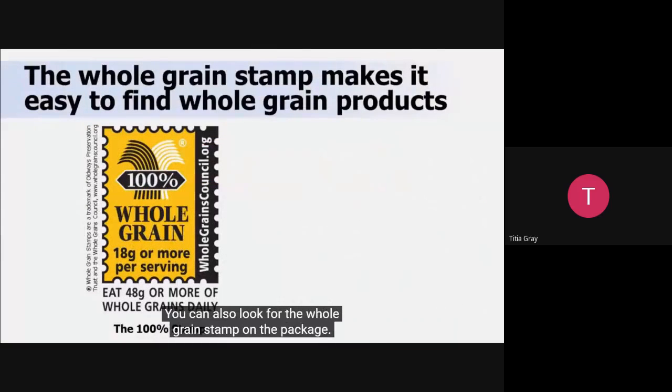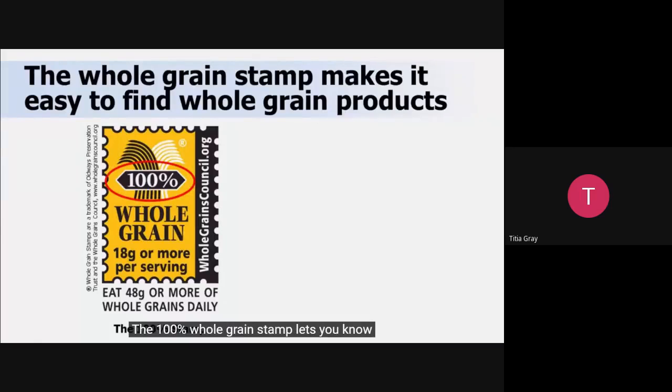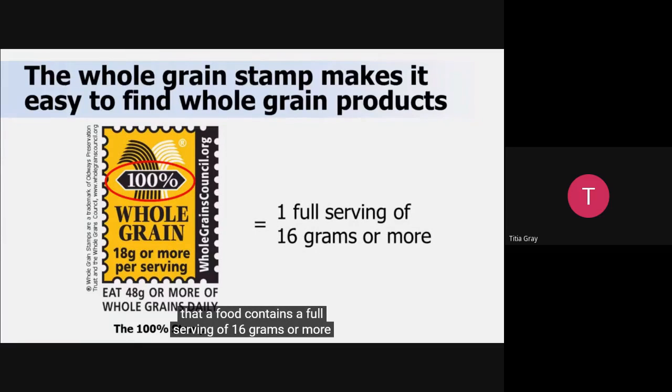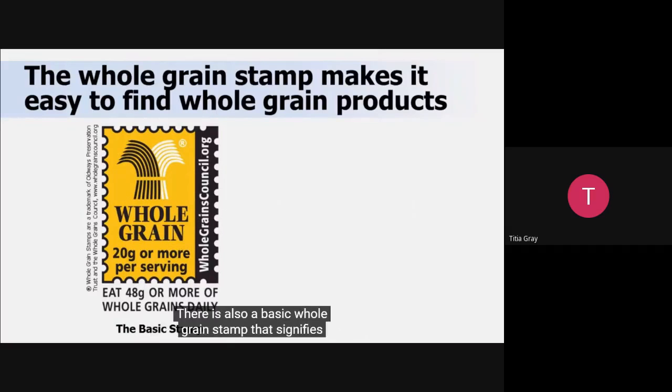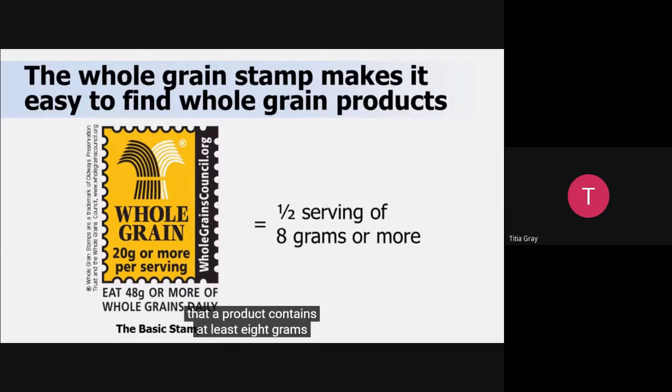You can also look for the whole grain stamp on the package. This stamp makes it easy to find products with whole grains. The 100% whole grain stamp lets you know that a food contains a full serving of 16 grams or more of whole grains in each labeled serving, and that all of the grain is whole grain. There is also a basic whole grain stamp that signifies that a product contains at least 8 grams, or half a serving, of whole grain per labeled serving, but may also contain some refined grain.